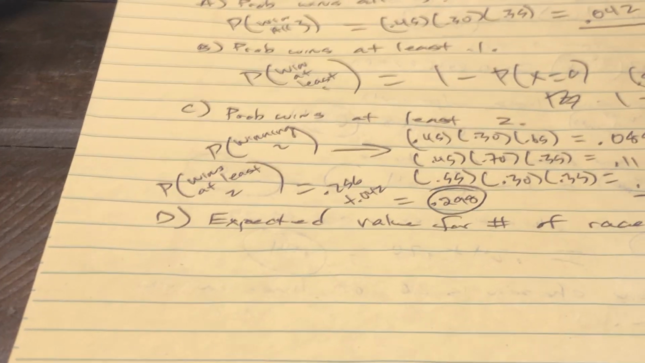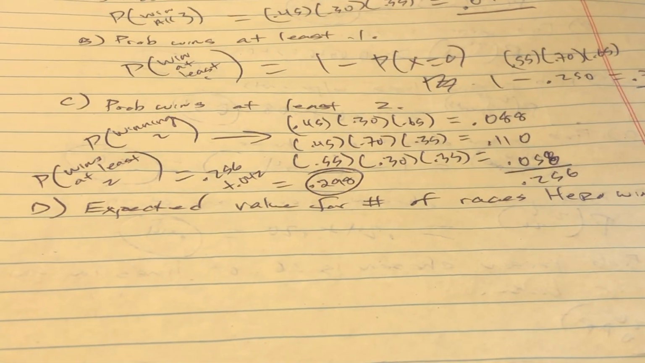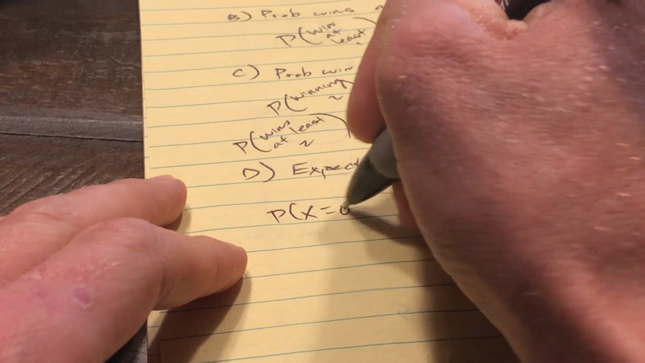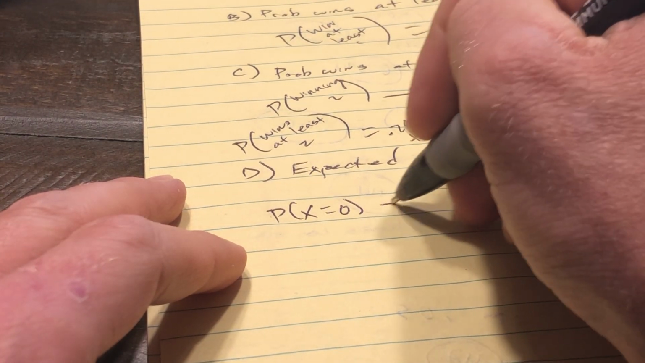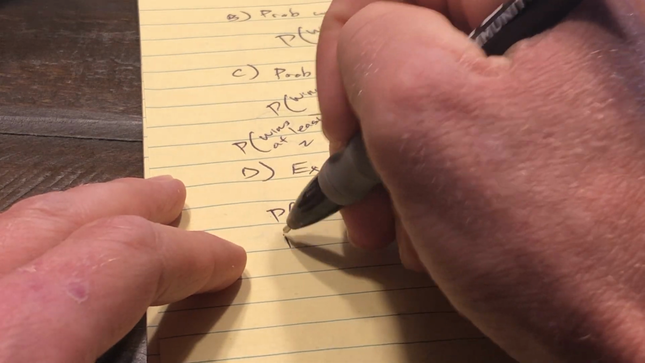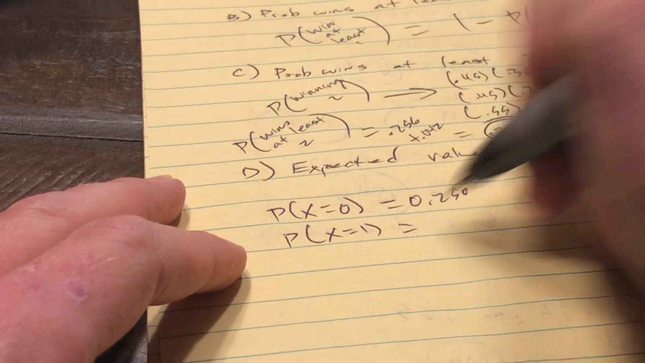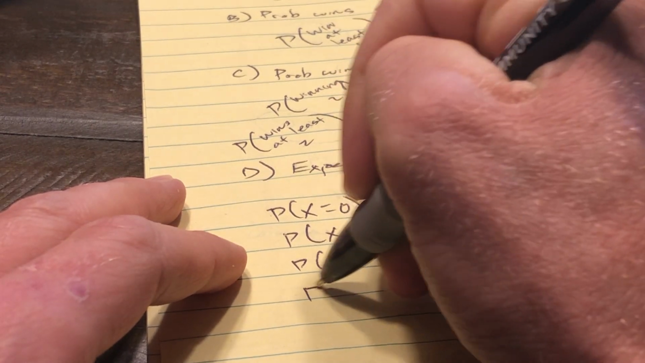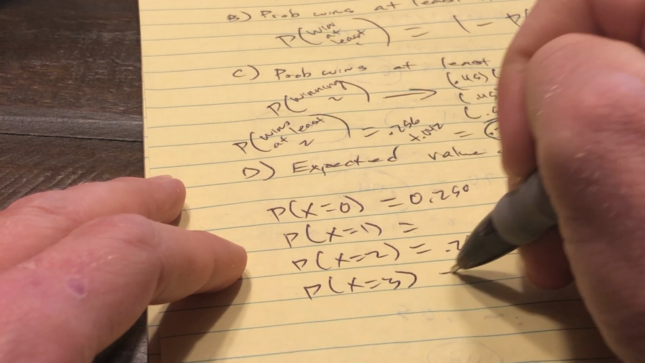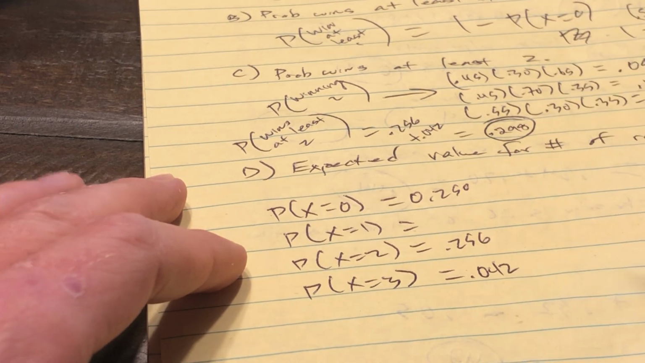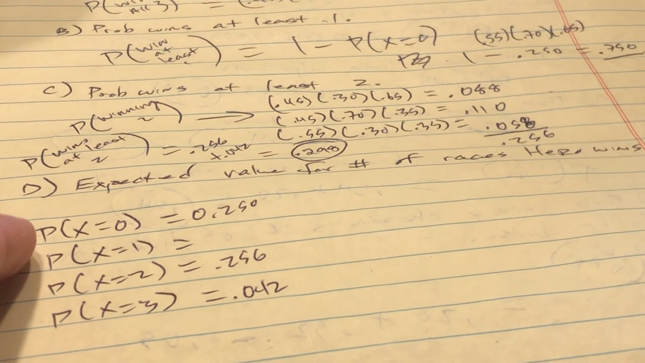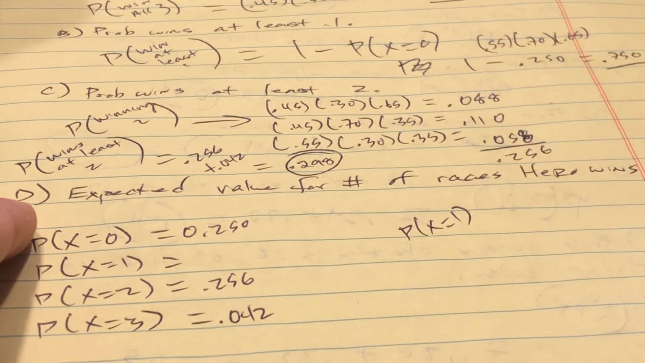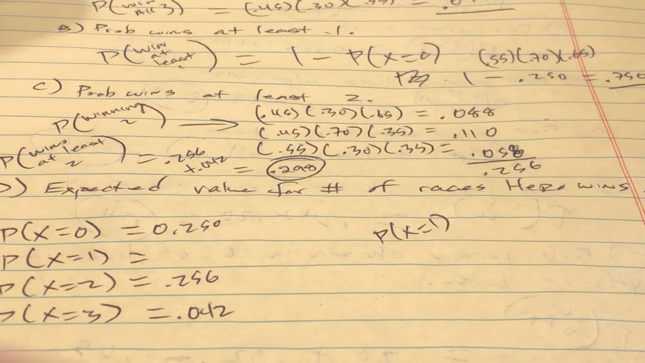What's the expected value for the number of races the hero wins? All right, so first off, the probability that I win 0, though 0 times anything is 0. I don't have the probability of exactly 1. I have at least 1. I do know the probability of winning exactly 2, and I do know the probability of winning exactly 3. So I need to know the probability of winning 1. Now x, we're just going to call x a winning race here.